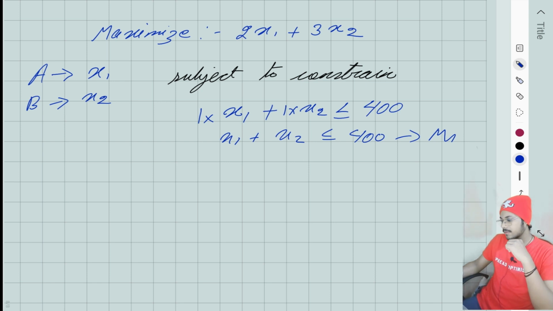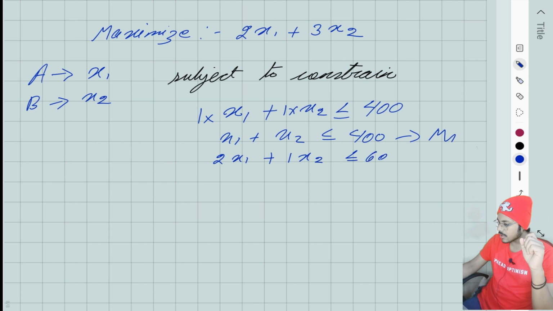Okay, I am writing for you. You pause it and you write, then you look at the answer. So see, there are 2 minutes for A, so 2 into x1 plus 1 minute for B, so 1 into x2 should be less than or equal to 600. Similarly, 2x1 plus x2 is less than or equal to 600.